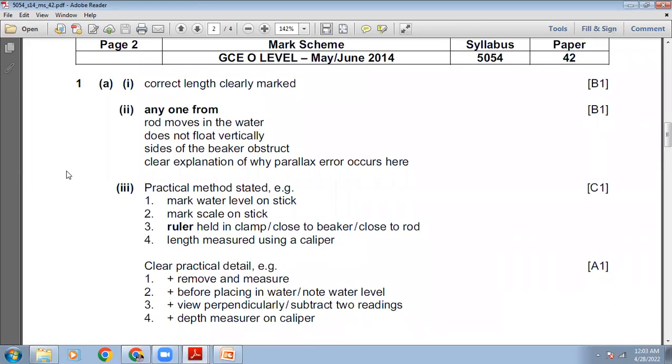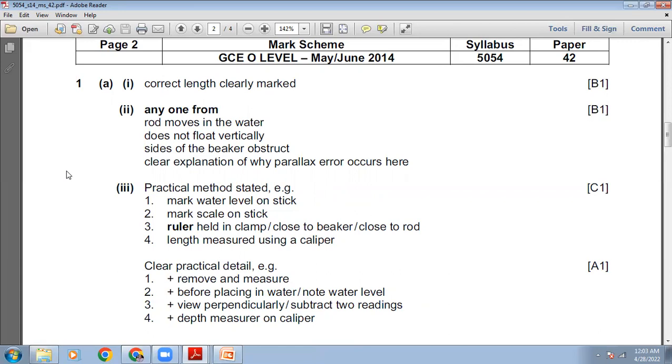Anyone from rod moves in the water, does not float vertically. Yeah, this is another problem, that the rod will not be vertical. It might be little tilted. Sides of the beaker obstruct. The sides of the beaker are also obstructing. A clear explanation of why parallax error occurs here. Because the rod will be inside the water and the scale will be outside the beaker. So there is little distance between them. So when you will try to measure the length, obviously there will be chances of parallax error.